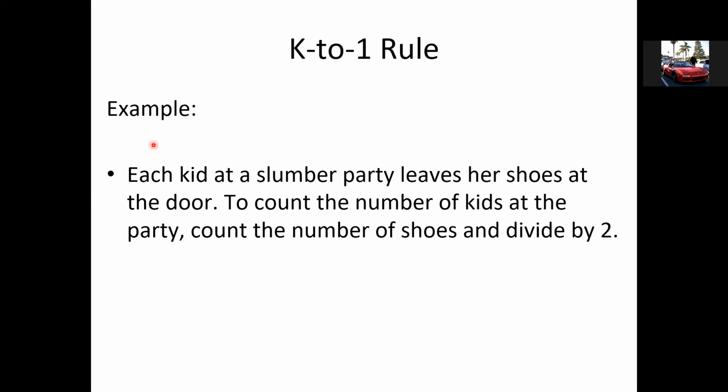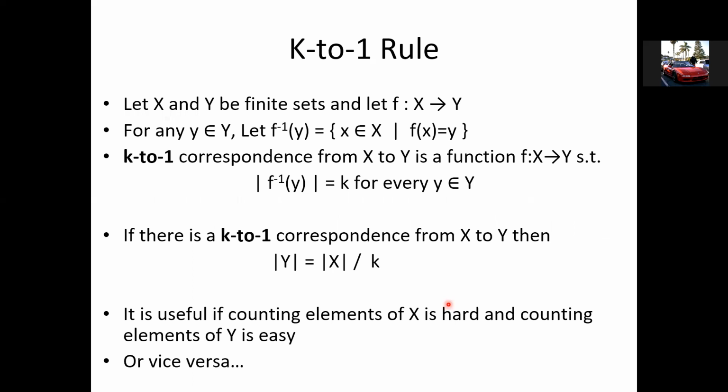So here is an example. Say you have a slumber party with a bunch of kids and they're running around. It's impossible to count them, but they all took off their shoes, and you have the box, and you could count the shoes. And you can count the kids that way, right? You count the shoes and you divide by 2, right? So that is a case of a 2-to-1 correspondence between shoes and kids. There was some function that mapped all the shoes to the kids, and it mapped exactly 2 shoes to every kid.